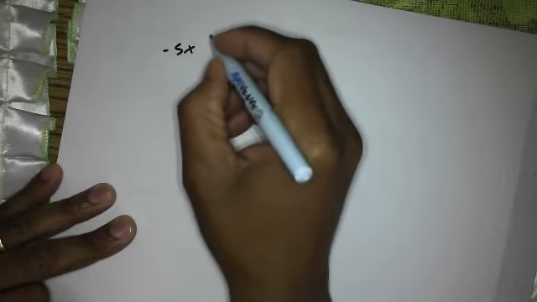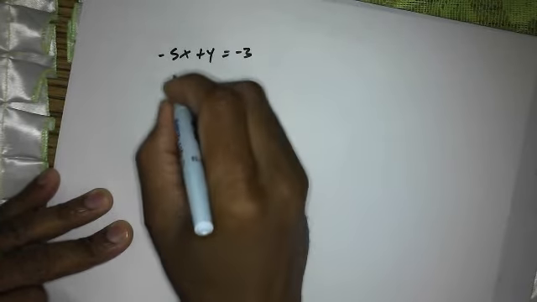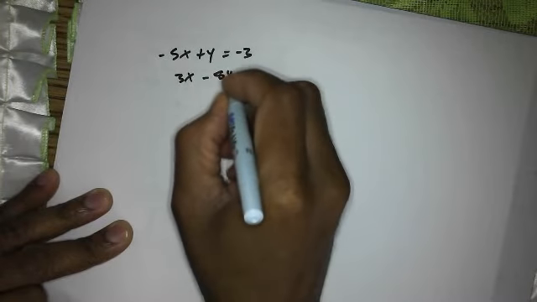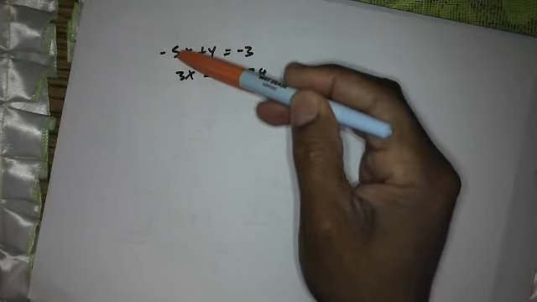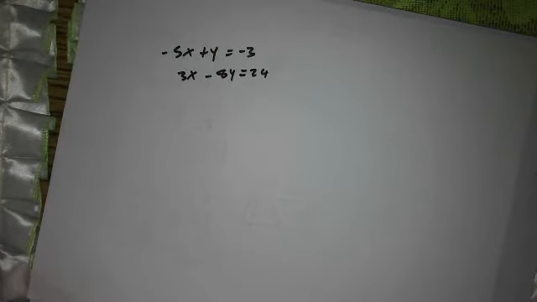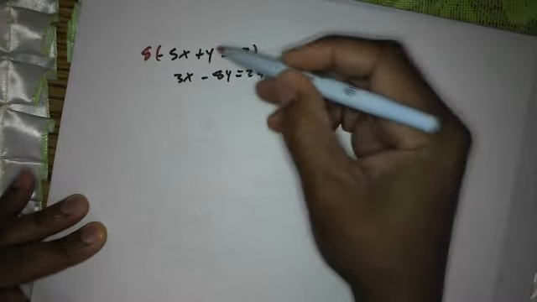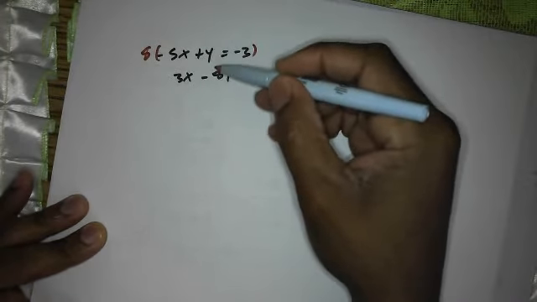We have negative 5x plus y equals negative 3, 3x minus 8y equals 24. Okay, again we look at both x and y. We see that x here has a negative 5 for its coefficient and a 3 here. Those are different numbers. We have 1 here for the y and negative 8 here for the y. They're also different numbers. But we realize if we multiply this equation by 8, then we can have our y's to be the same number coefficient.